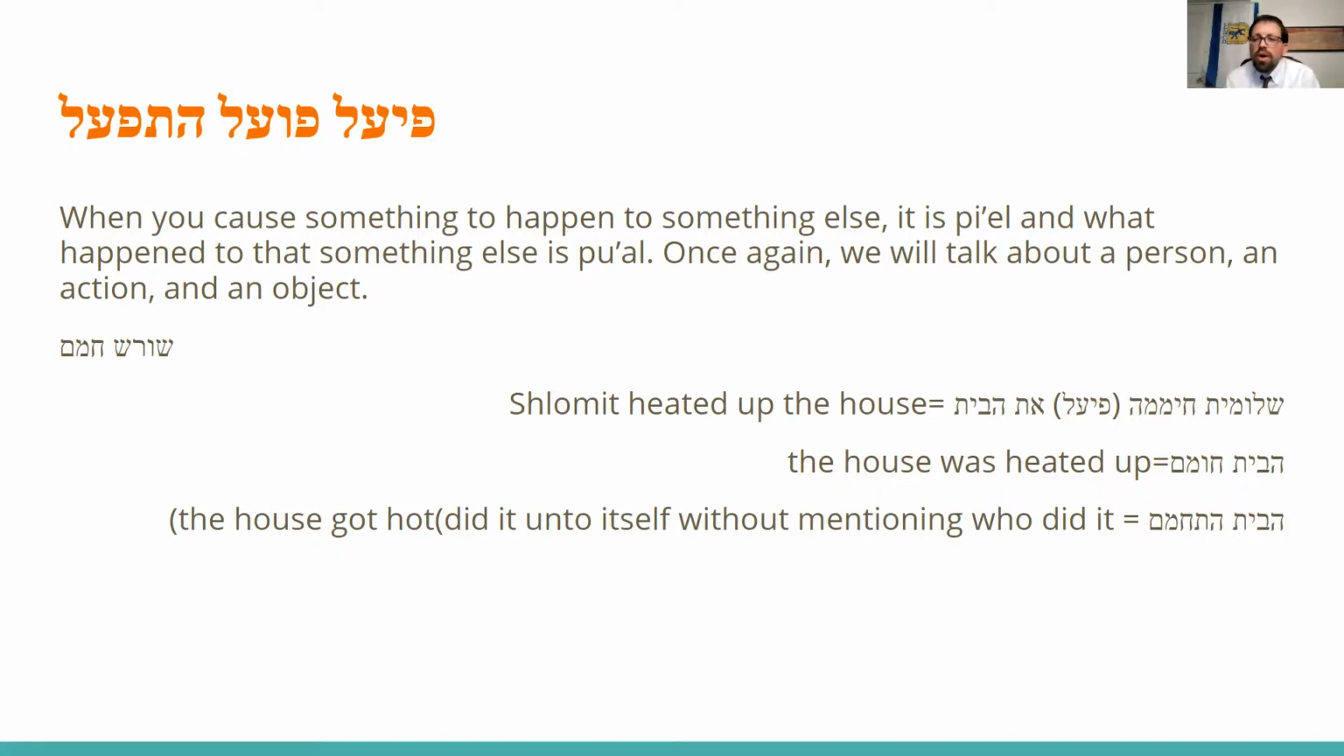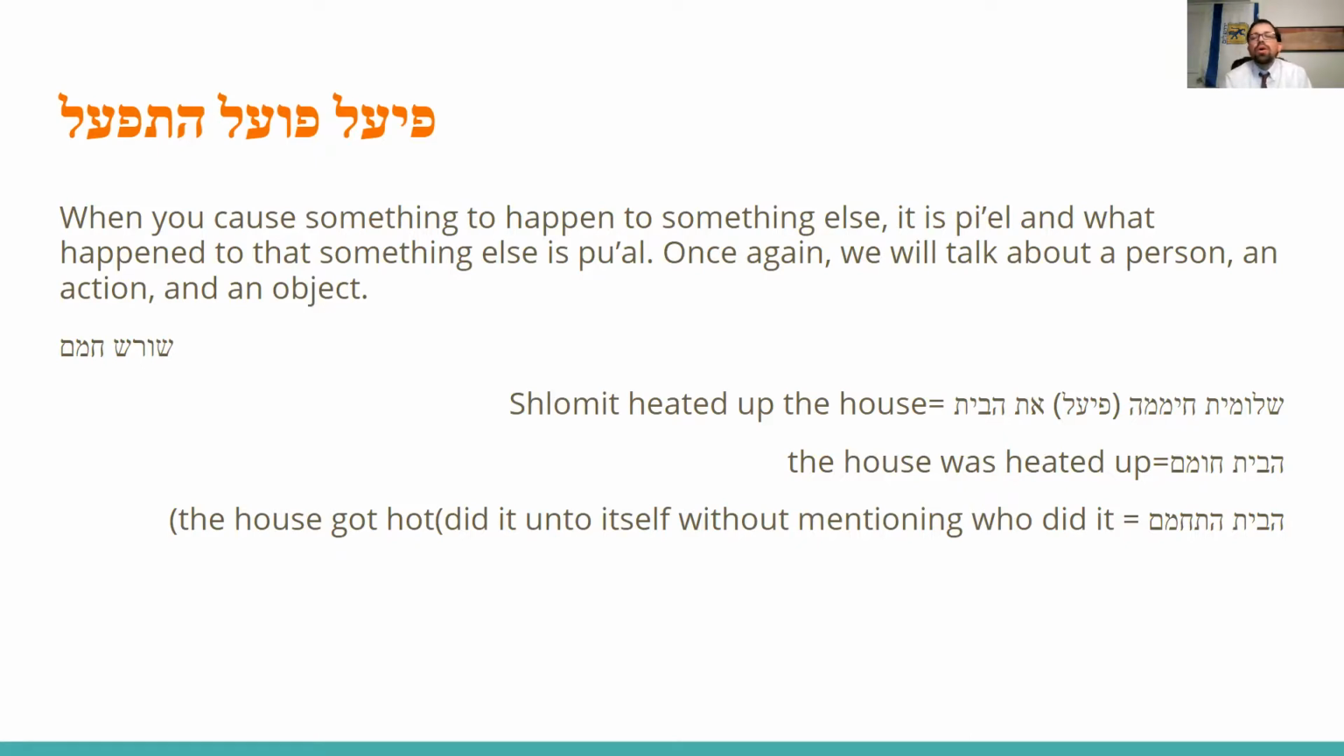So for example, heating the house. That's not like dressing someone up. That's like, wow, you're changing the entire house. So you have the shoresh chimem, chet memem, which is hot. And you can say Shlomit heated up the house. So she made the house hot. Shlomit chimema et habayit. She made the house become hot. Or you can talk about the house. What happened to the house? The house was heated up. Habayit chumam. So that is pual.